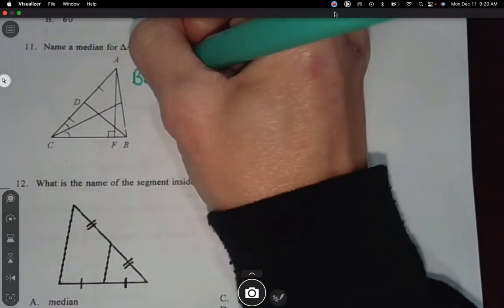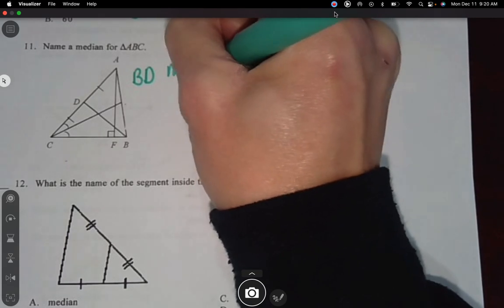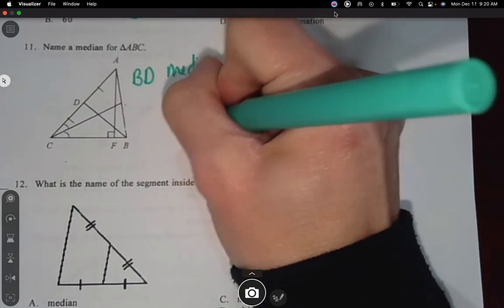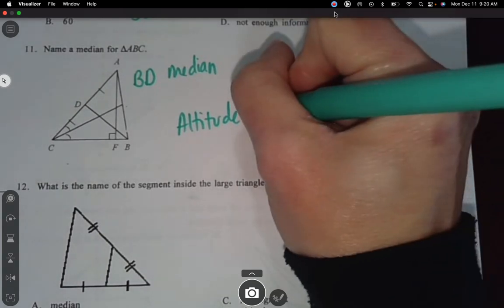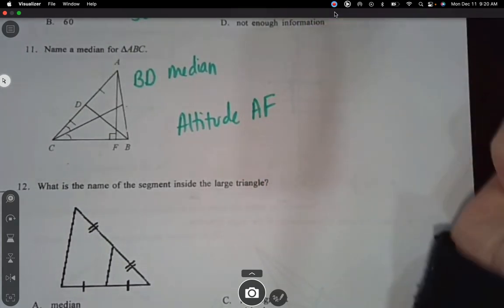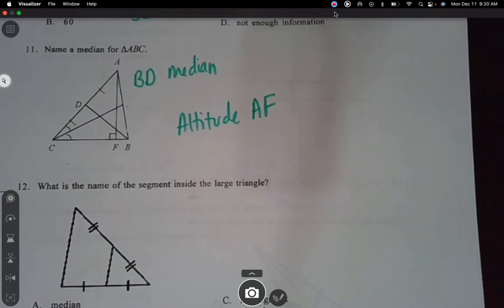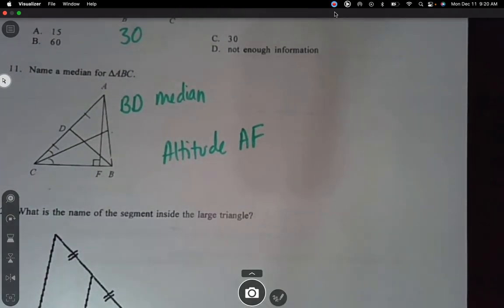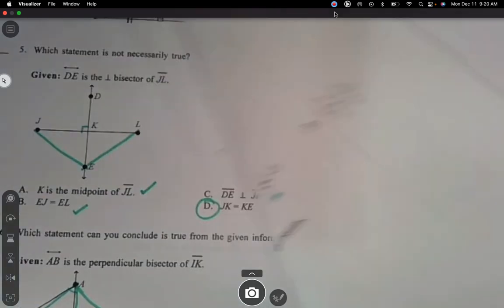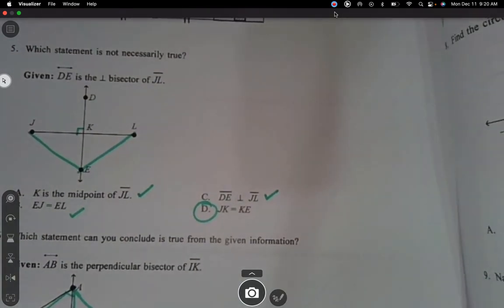That's the median. What if I asked you for an altitude? Because they could change it and ask you for an altitude. Somebody said it. AF. What if I asked you for, what's the other word? I mean, I see an angle bisector, but there's an altitude, a median. If I put DB, is that wrong? No, it's not wrong. That's right. Same thing.